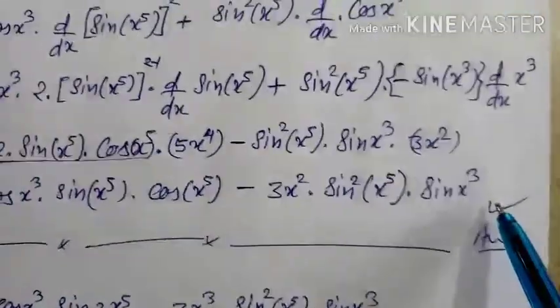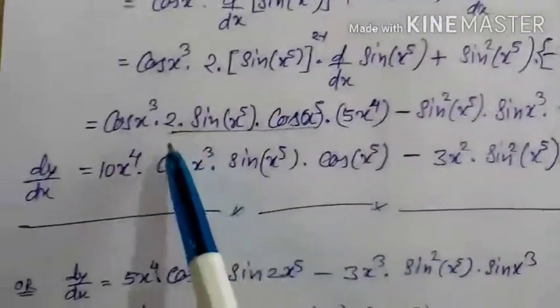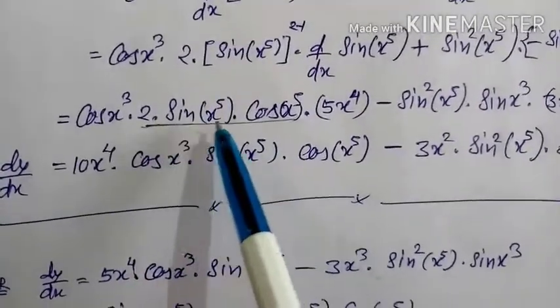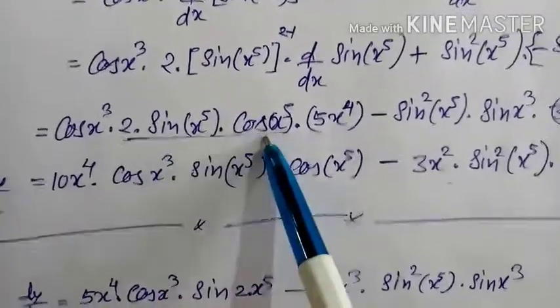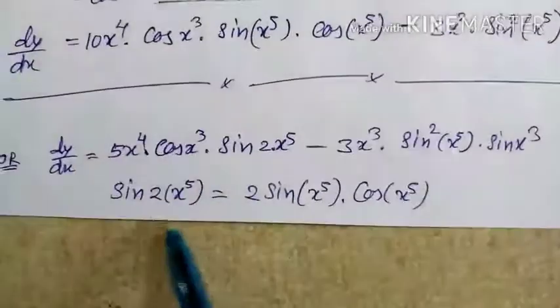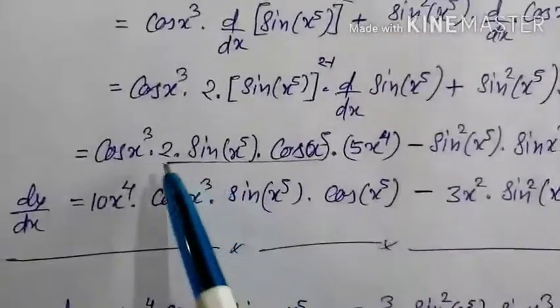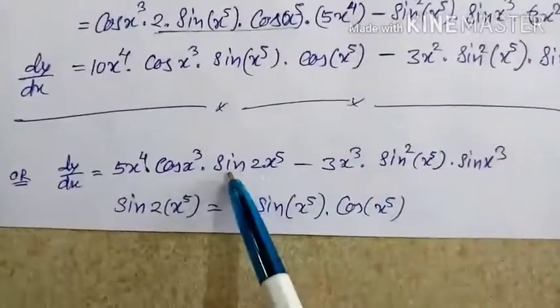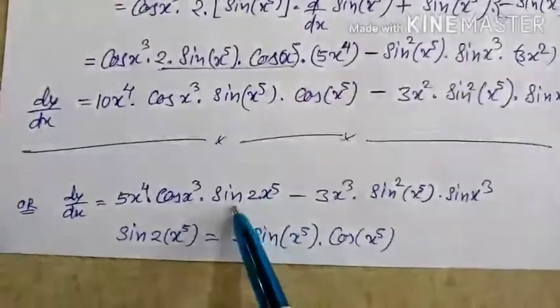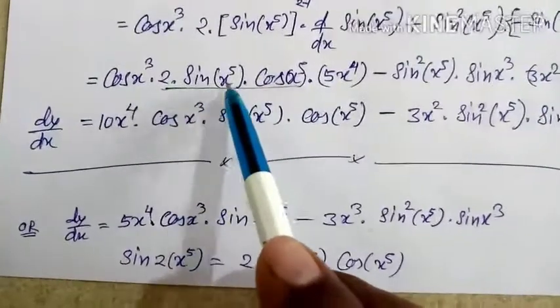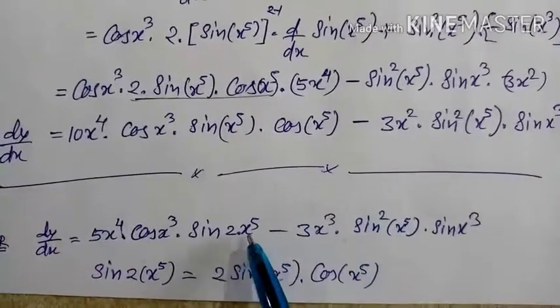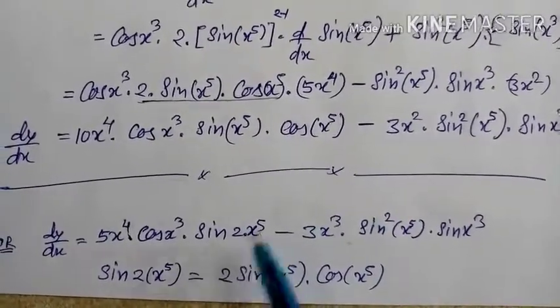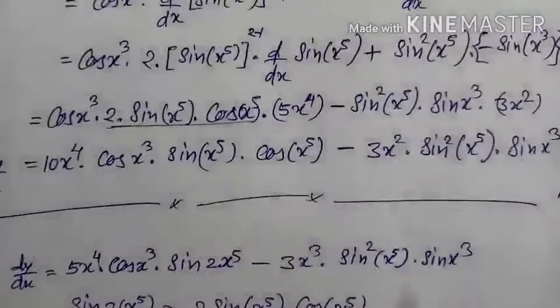This is the answer which is written in our NCERT book. But if you see here, 2 sin x to the power 5 into cos x to the power 5, it is like 2 sin a cos a. So it will be sin 2a. Let's see here. If you want to apply this formula sin 2a, there is no problem. Then your answer will be like this, 2 sin a cos a, in place of these things, 2 sin x to the power 5 into cos x to the power 5, you may write sin 2x, x means x to the power 5. Okay, leave here. Now next question.